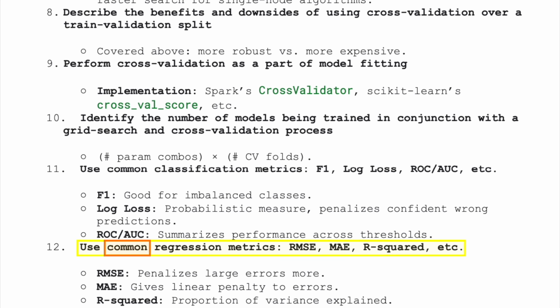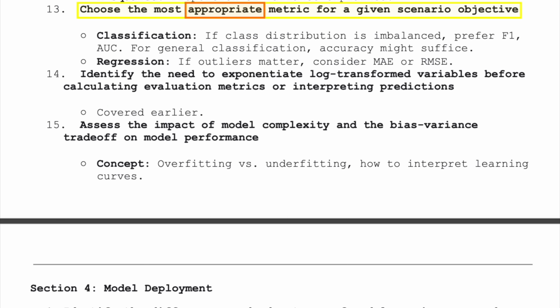12. Use common regression metrics: RMSE, MAE, R squared, etc. RMSE penalizes large errors more. MAE gives linear penalty to errors. R squared: proportion of variance explained. 13. Choose the most appropriate metric for a given scenario. Classification: if class distribution is imbalanced, prefer F1, AUC. For general classification, accuracy might suffice. Regression: if outliers matter, consider MAE or RMSE.